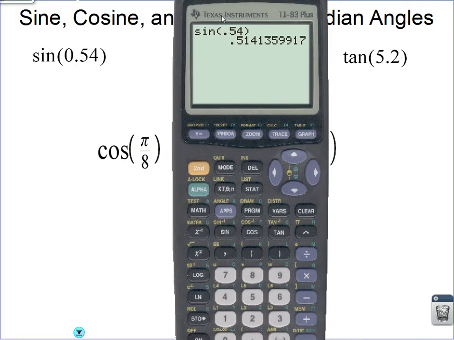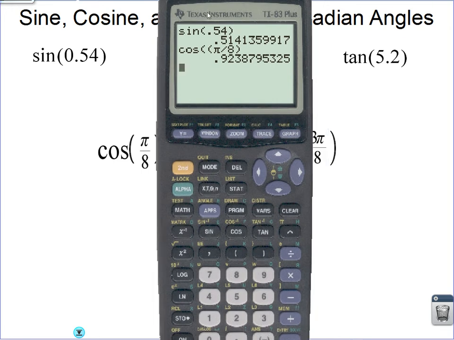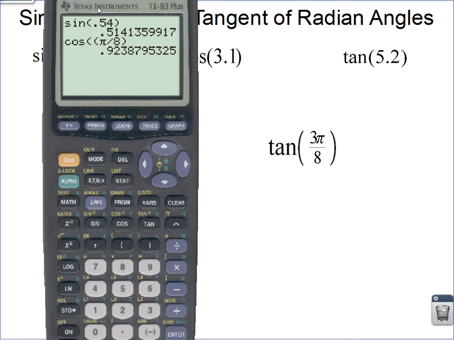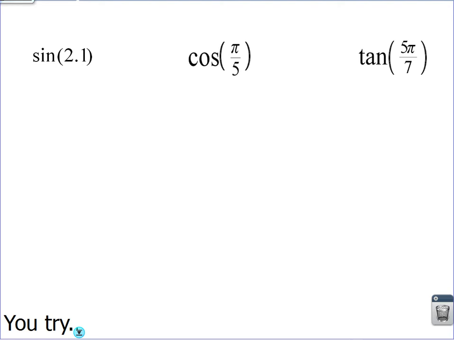The cosine of pi over 8 you can type in just like it is. Cosine of pi divided by 8. And pi over 4, that's 45, so that'd be the cosine of 22.5, which is about 0.92. And tangent of 3 pi over 8 would do the same one. I'm not going to go through all those. That's kind of self-explanatory.